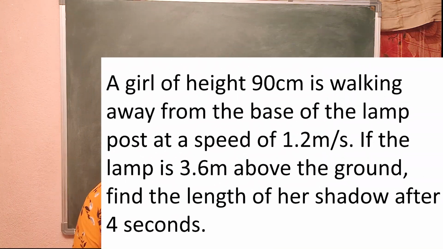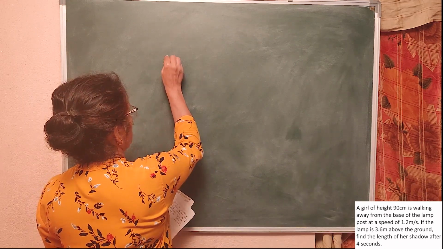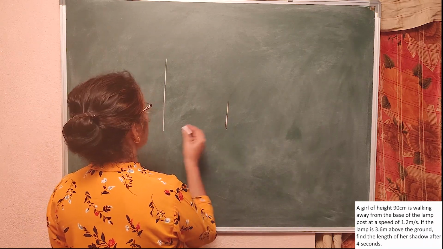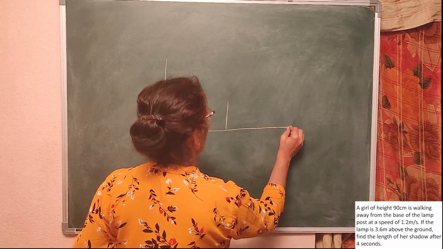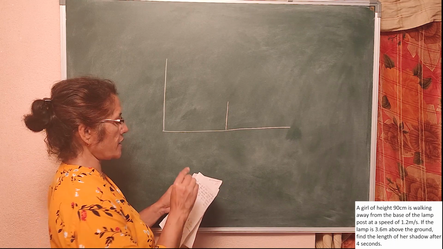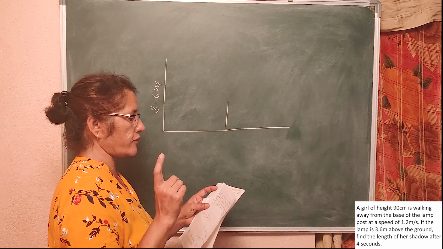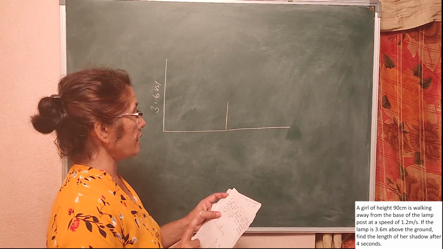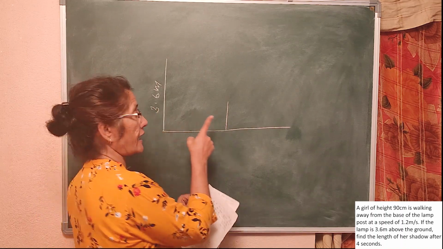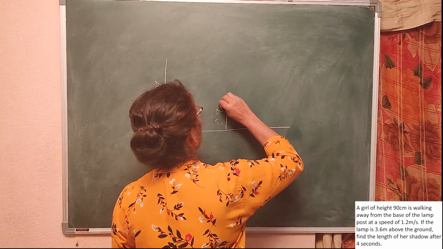So, a girl of height 90 centimeter is walking away from the base of the lamp post. Think that this is the lamp post, and the girl is in front of that and she is walking away from its base. What is the height of the lamp post? It is 3.6 meter above the ground. And what is the height of the girl? 90 centimeter. You cannot write 90 centimeter here; when you write this in meter, you have to write that also in meter. 90 centimeter, let me write down as 0.9 meter.